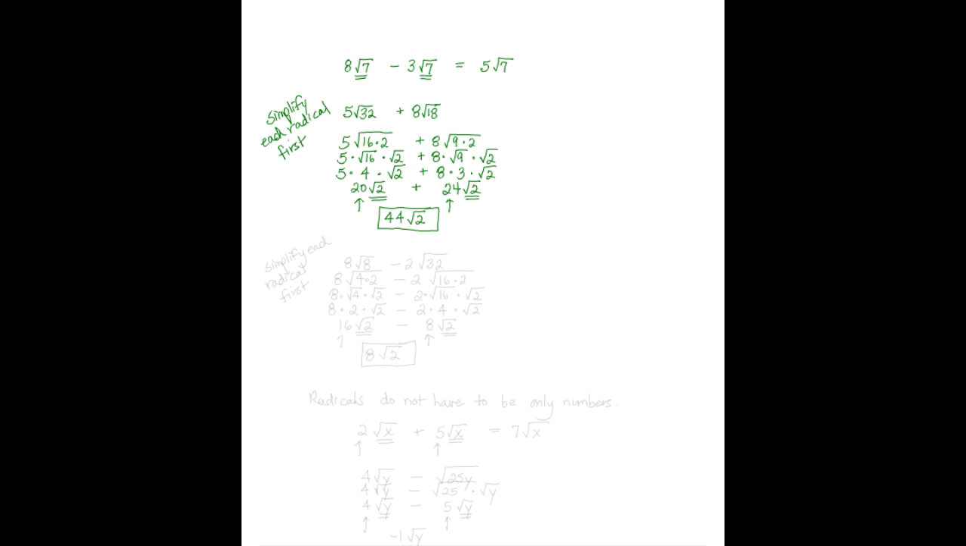Let's try another one like this. Let's do 8 times the square root of 8 minus 2 times the square root of 32. You'll notice that we're going to have to simplify each radical first in hopes of finding some like radicals.